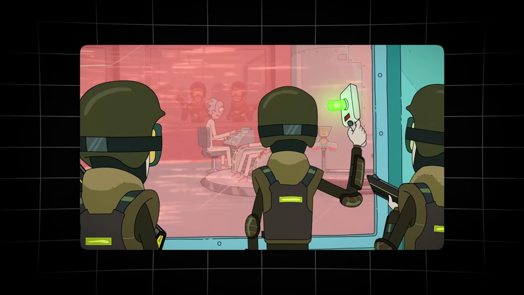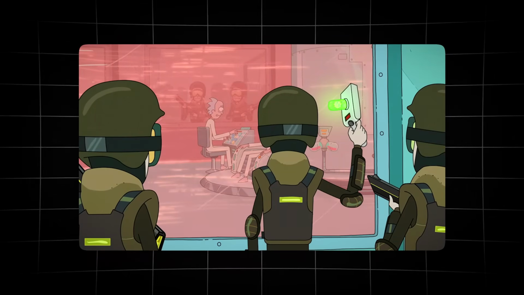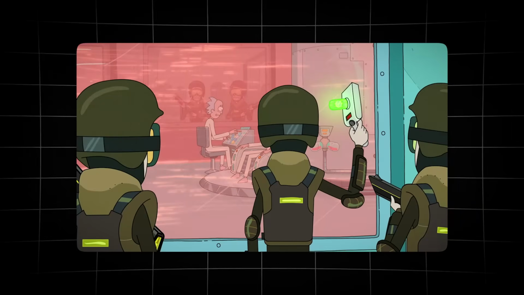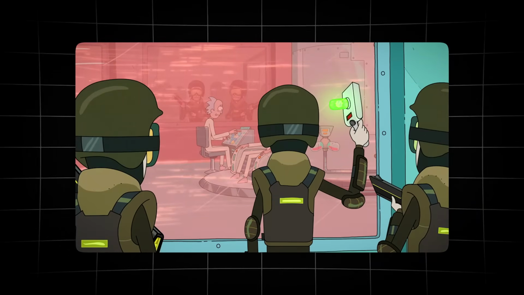President Morty snaps his fingers. 2 Officer Ricks immediately enter and use shock lasers to kill all 7 Ricks who raised their hands. The Ricks die instantly and collapse in their chairs.